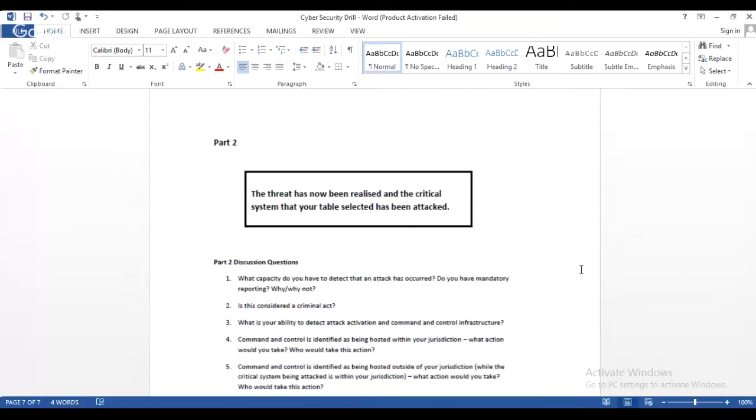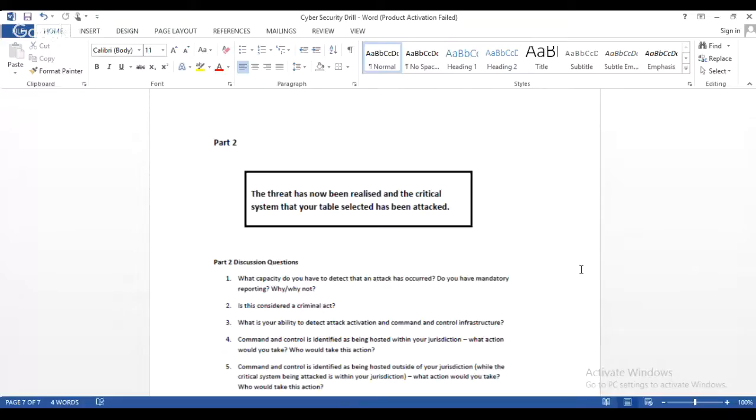So the answer for that is, to detect an attack, first the effect of that attack has to reach some level that the organization can handle without a considerable effect, and can have mandatory reporting for later use in case this kind of similar situation occurs.